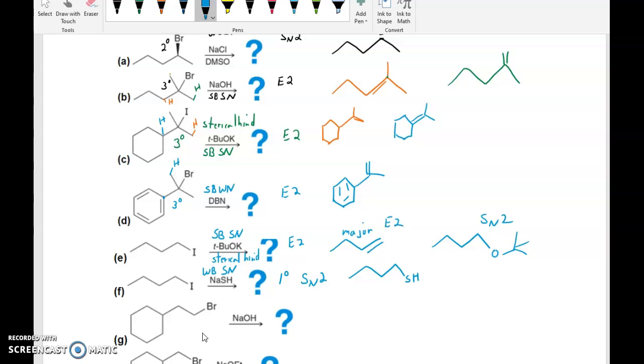Here we have sodium hydroxide, strong base, strong nucleophile. Let's see, we've got a primary substrate, so we'll expect the SN2 to be major, and that would look something like this. We'd also expect to get some elimination, and our elimination product would look like that. It's E2.